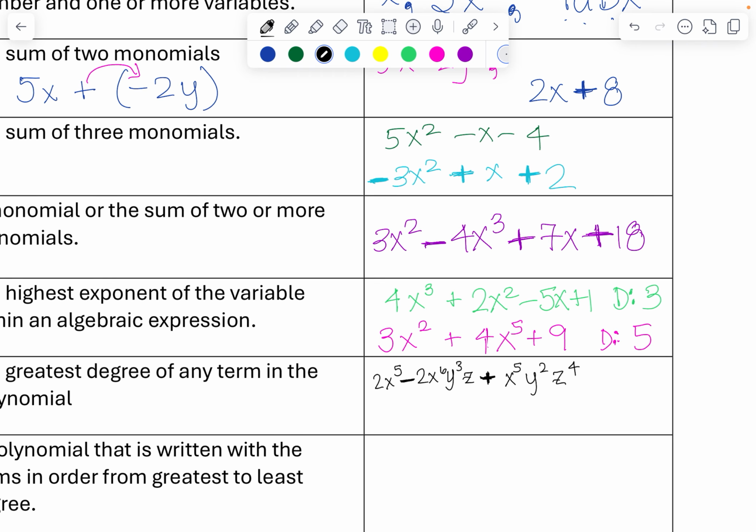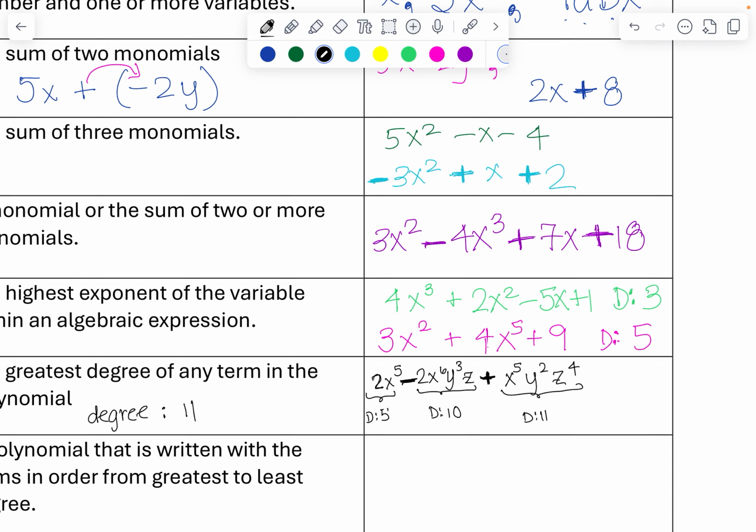Okay, so this is a trinomial, there are 3 terms. I know this because they're separated by a subtraction and addition sign. The degree of my first term is 5. The degree of my second term is 10. And finally, the degree of my third term is 11. Therefore, the degree of this polynomial is going to be 11.